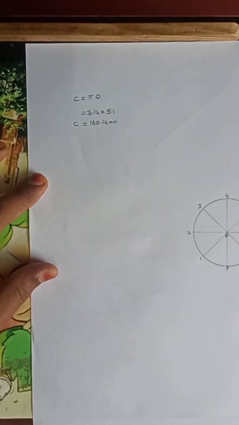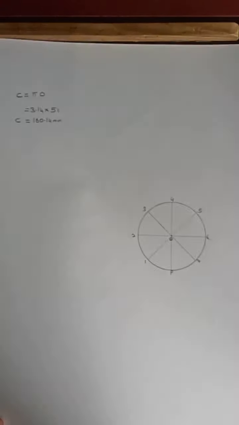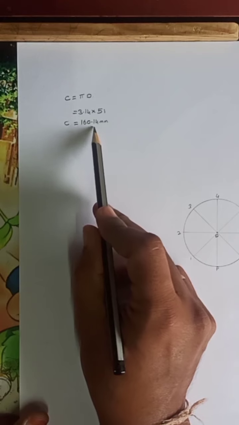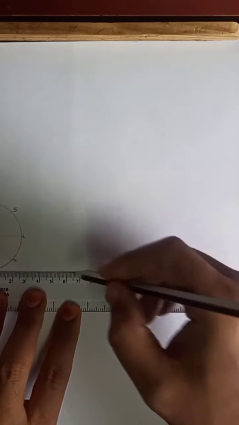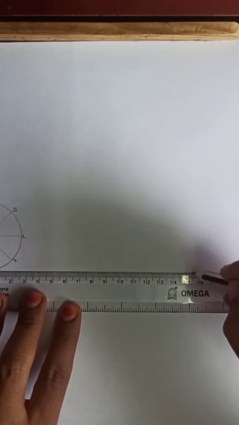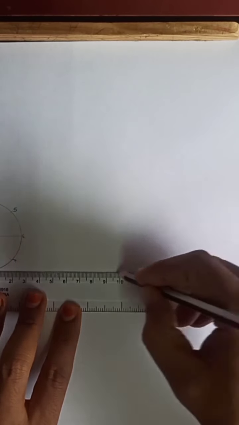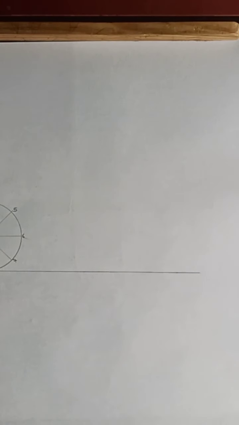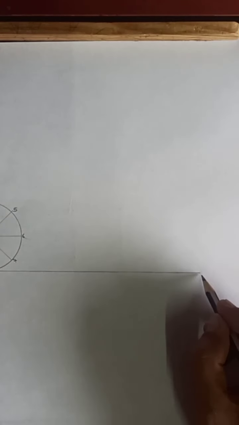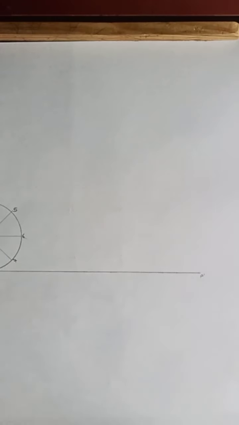Since we need to draw an involute, we need to know the circumference of the given circle. The circumference of the given circle can be calculated by the formula pi d. For our problem, the circumference is 160.14 mm. Now, for the obtained circumference distance, a horizontal line is drawn from the point P, so that you will be getting a point P dash, such that the distance of P dash will be equal to 160.14 mm.